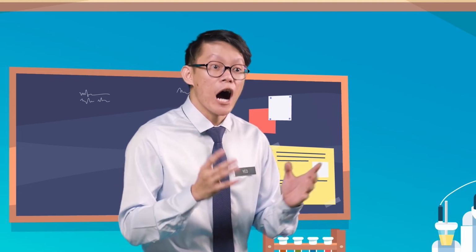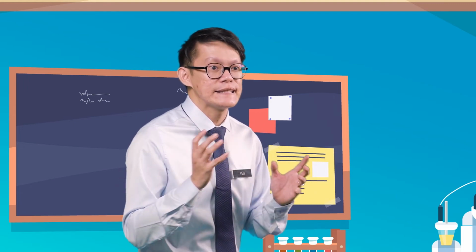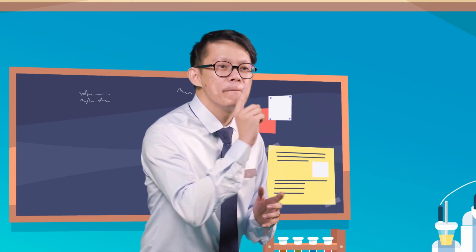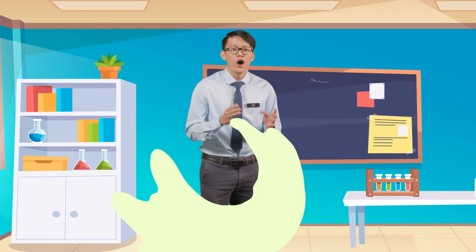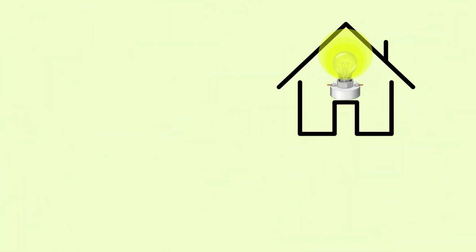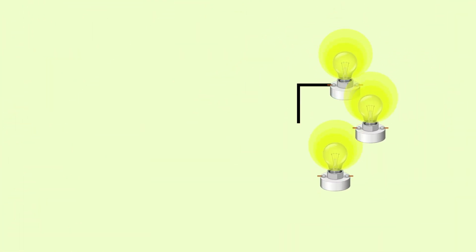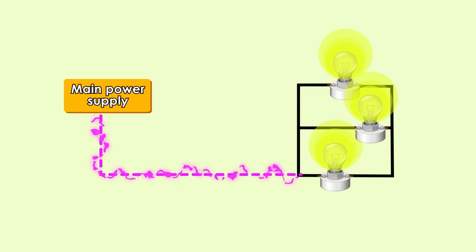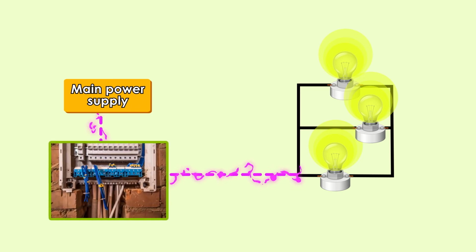That's why our electrical wiring system in our homes is connected in a parallel circuit. All the lights at home are connected in the parallel circuit to ensure that every light gets the same voltage from the main power supply. The current that flows from the main power supply to the circuit is controlled by a distribution panel.